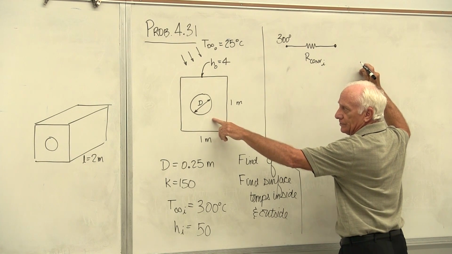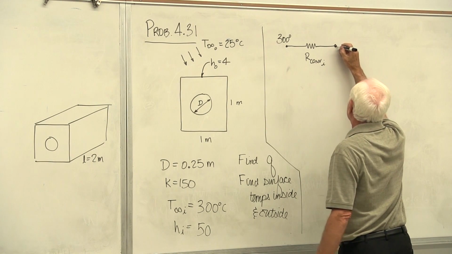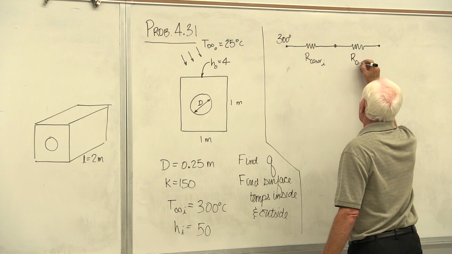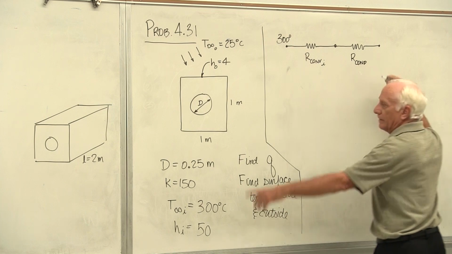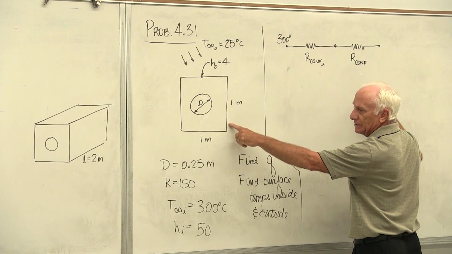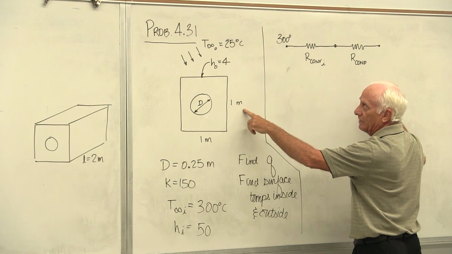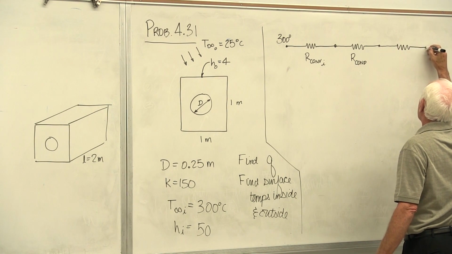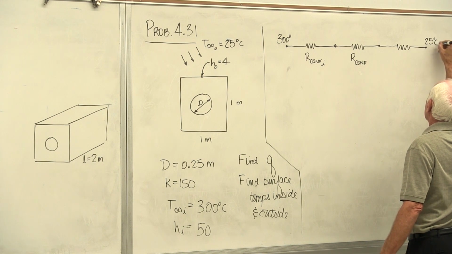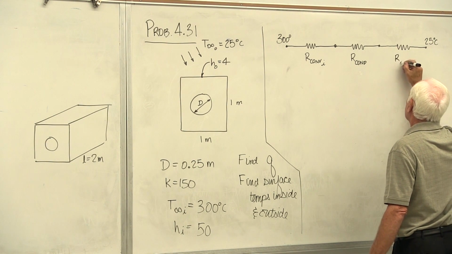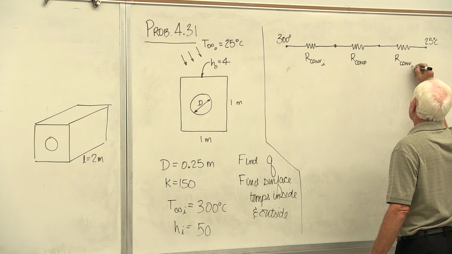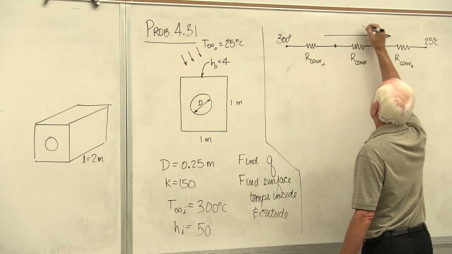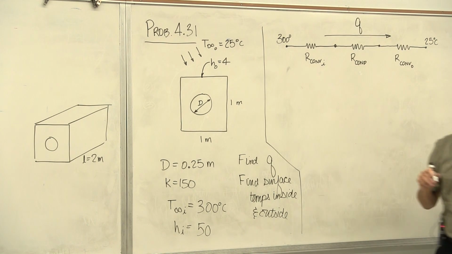Then it goes by 2D conduction to the outside. Conduction. Then it goes by convection from the outside surface to the free stream of air, 25 degrees C. Convection. Then they're in series. The resistors are in series. So the heat rate is Q.